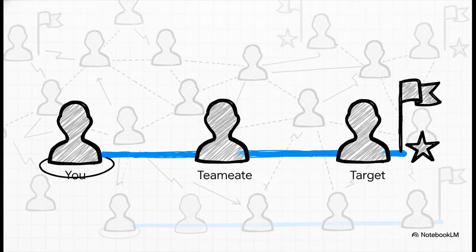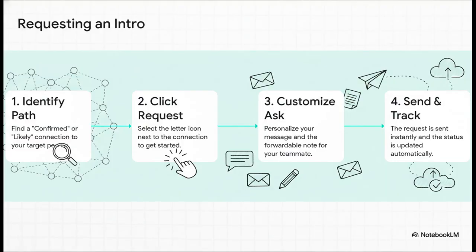Okay, so you've done it. You ran your search, you filtered by relationship strength, you've identified the absolute best person on your entire team to make that critical introduction. So, now what? The whole process is built right into the platform, and it's so simple. You find the path you want, you click the request icon, and you customize your message. You can even write a little forwardable note to make it super easy for your teammate. They get an email, and you can track the status right there.